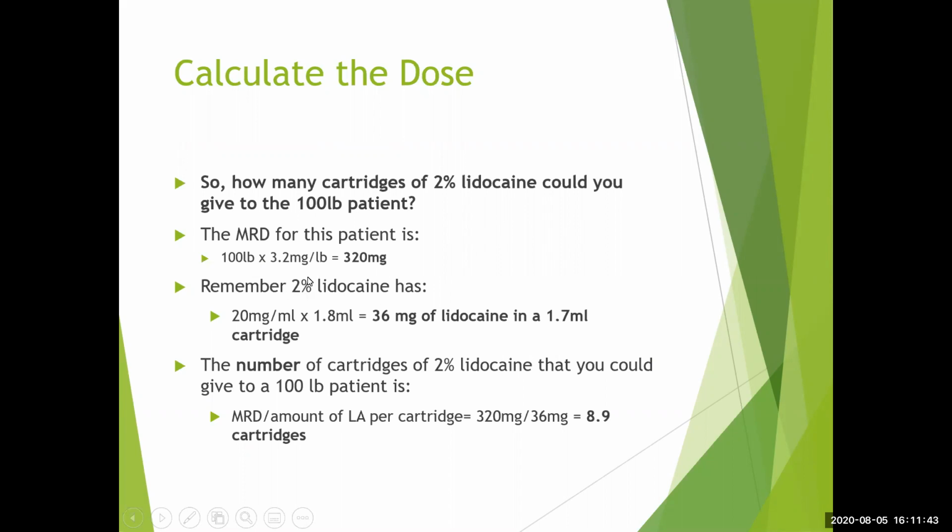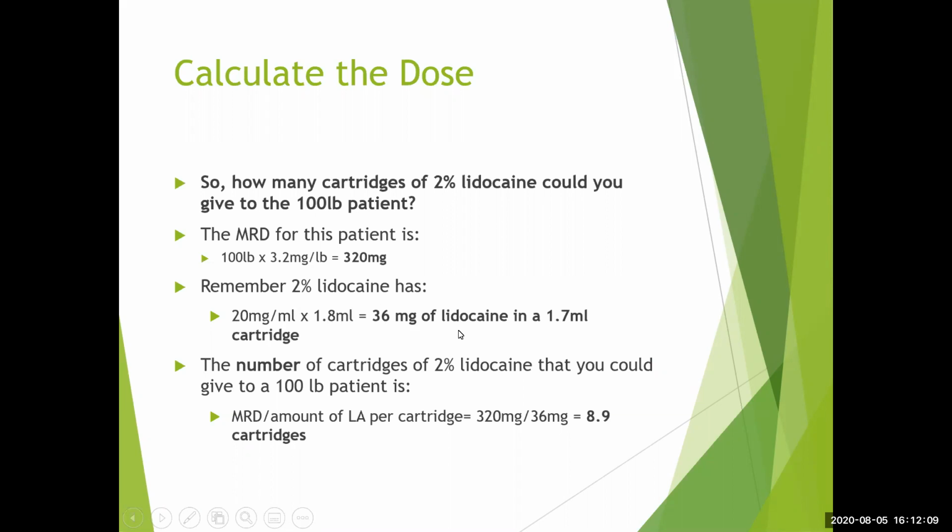2% lidocaine means there's 20 milligrams of lidocaine per milliliter in that solution. The size of the cartridge is 1.8 milliliters. So we need to multiply 20 milligrams per milliliter times 1.8 milliliters. And remember, these milliliters cancel each other out. Then we find that in each cartridge, we have 36 milligrams of lidocaine.